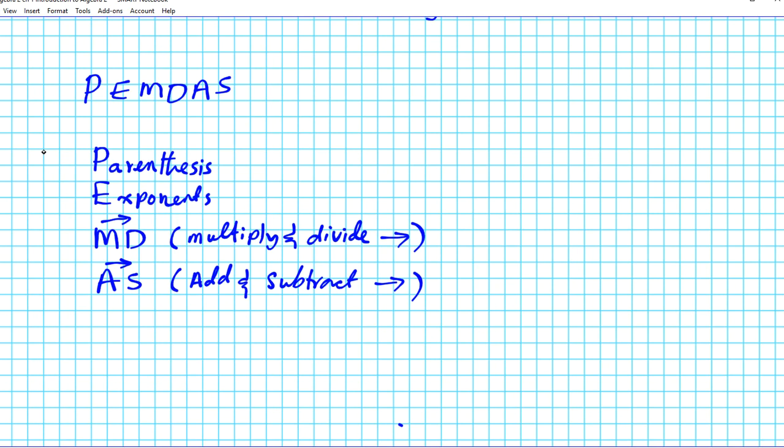Okay, so order of operations, first is simplify the operations in the parentheses. Secondly, you carry out the evaluation of the terms with exponents. Third, you multiply and divide from left to right. And then fourth, you add and subtract from left to right. Okay, so this is the order of operations right here.